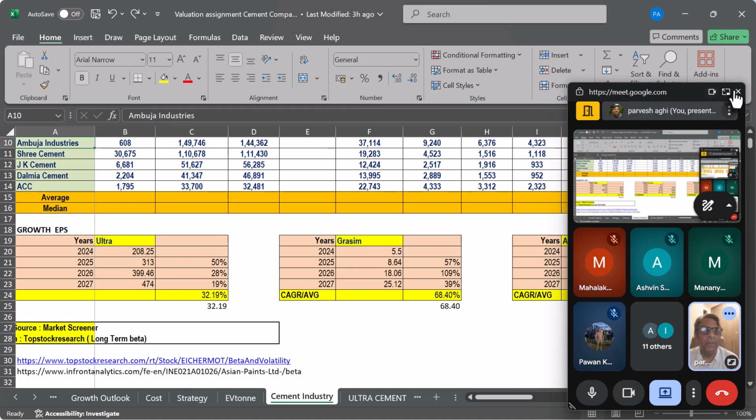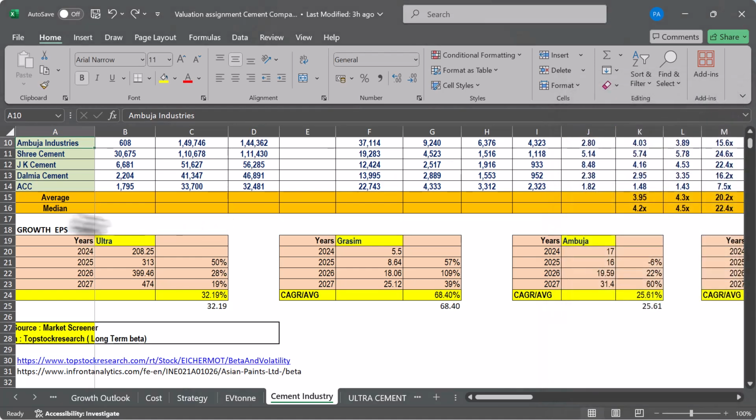So if you look at the growth in earning per share of Ultratech, okay. So what we are going to enter are the numbers. What is the earning per share in 2024? 2025 is already gone by. 2026, how much the company is going to earn? In 2027, how much the company is going to earn? Okay, so we need to have these numbers.